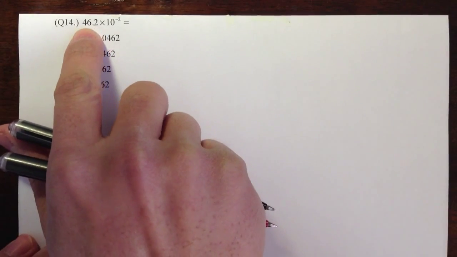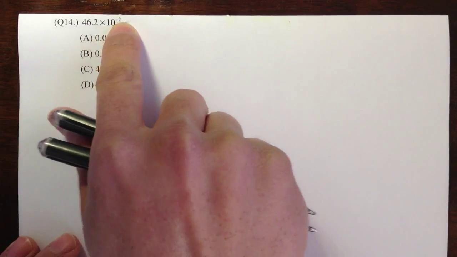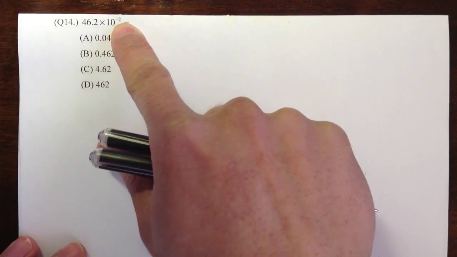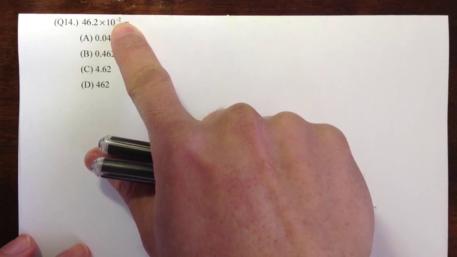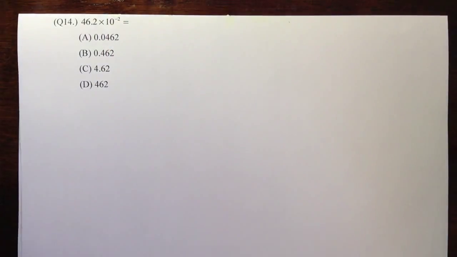Moving on to question number 14. Here, 46.2 times 10 to the negative 2 exponent. The question is, what does the negative 2 exponent mean? And how can we multiply by 10 to the negative 2 exponent, and things like that, right?